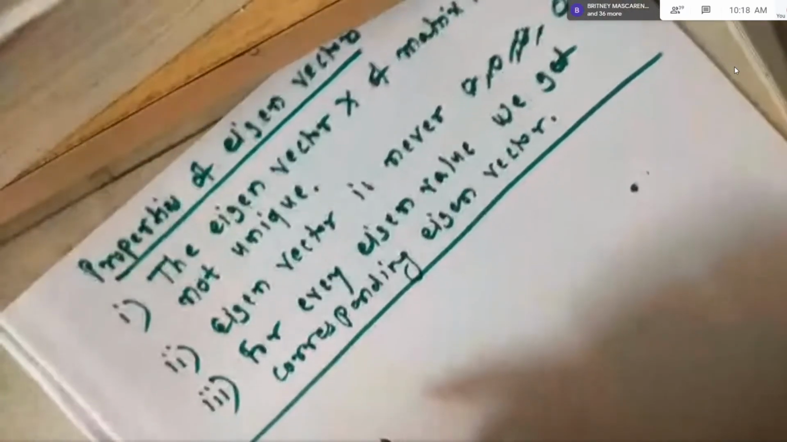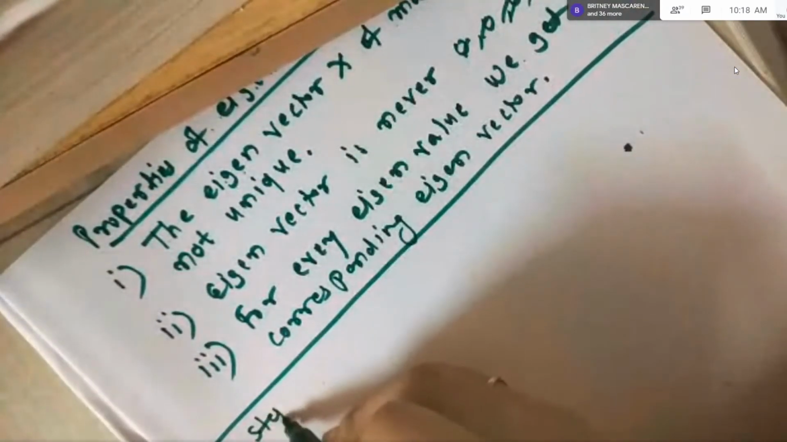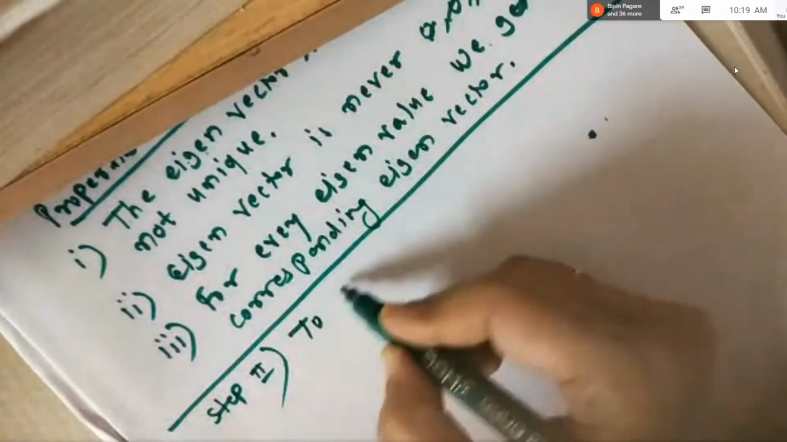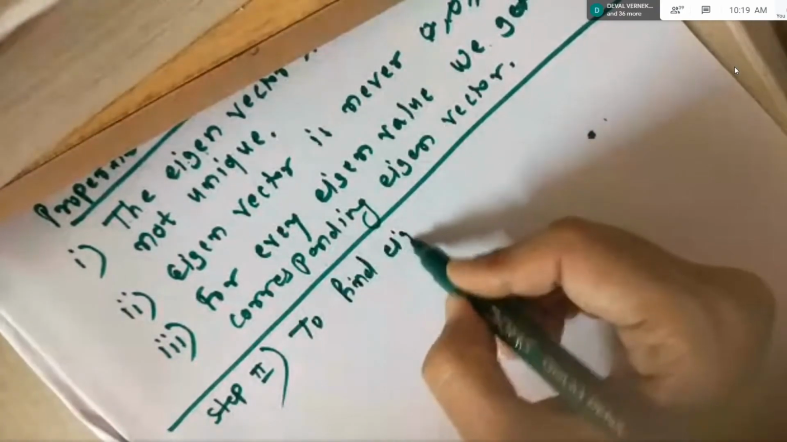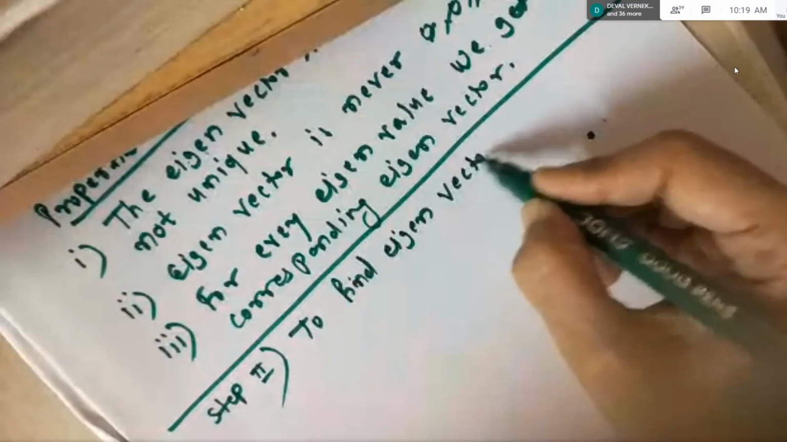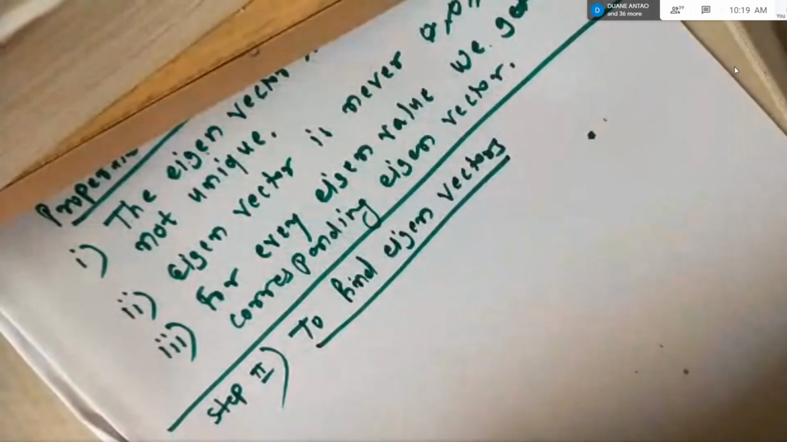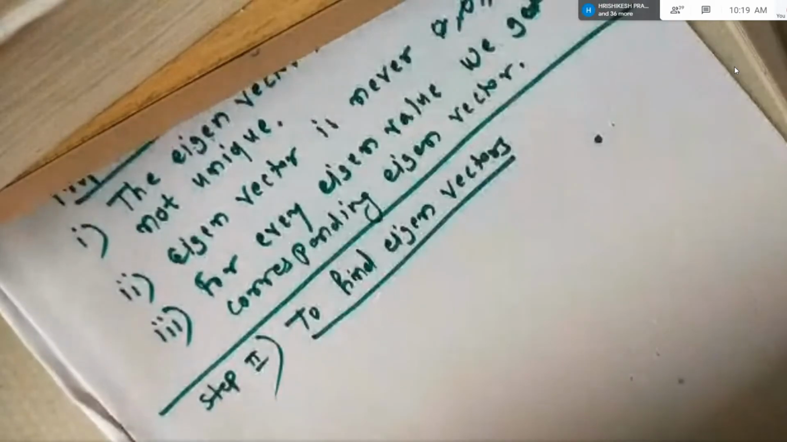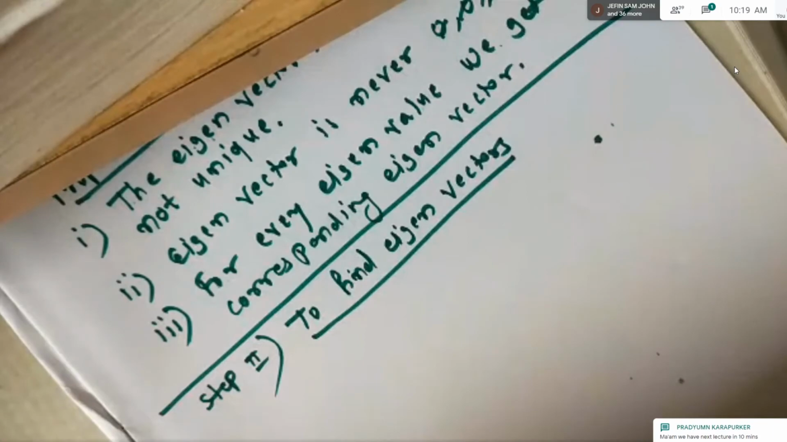Now continuation of the problem, your step number 2. What is step number 2, students? To find eigenvectors. How many eigenvectors you should get, students? 3, because there are 3 eigenvalues, right? Okay. Now to find eigenvectors, what is the step I told you, students? If you read the steps, you have to write the, yes, ma'am, we have next lecture in 10 minutes.